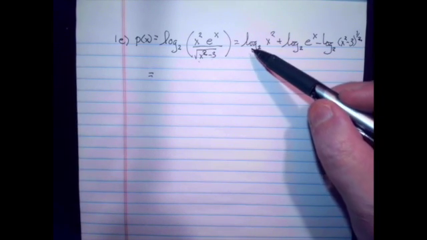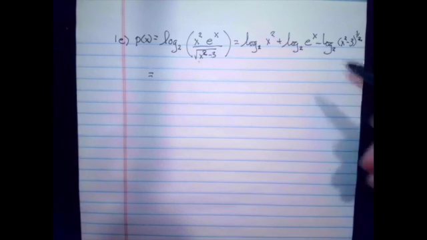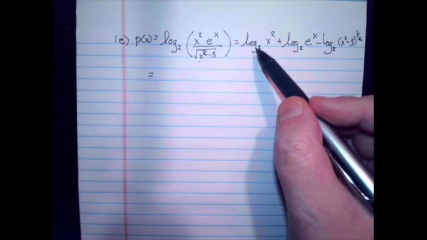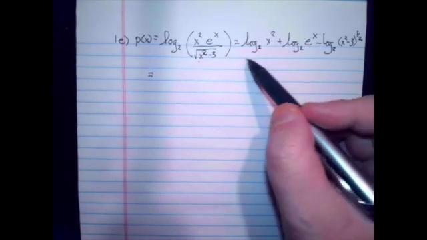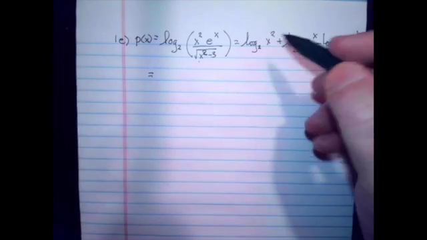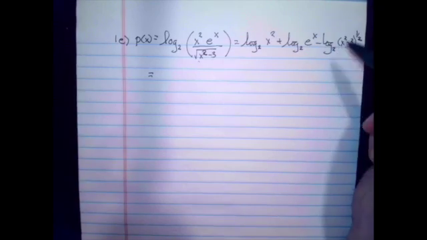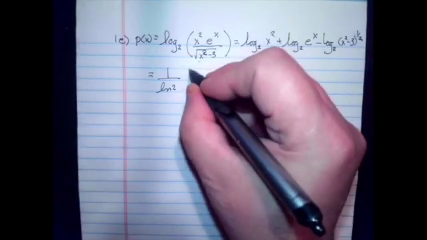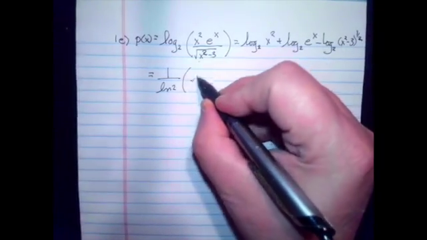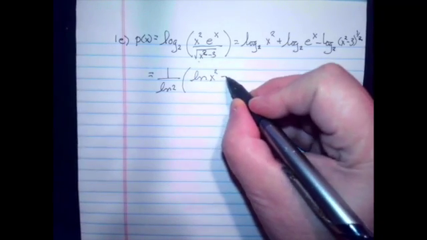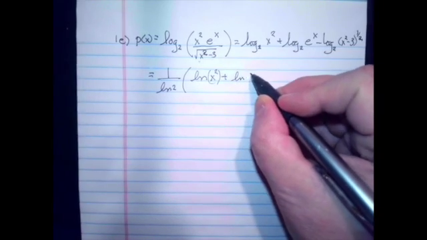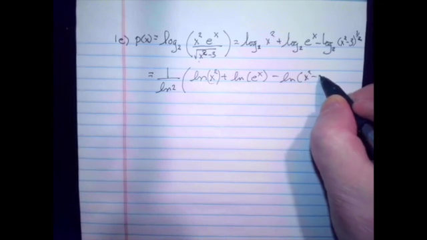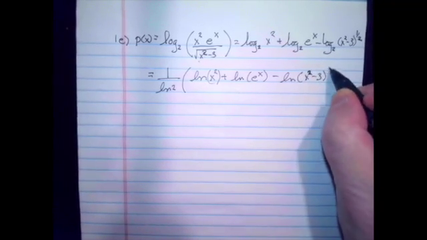Now the next thing I'm going to do is rewrite these base 2 logarithms in terms of natural logarithms. They're all base 2 logarithms, so I'm going to write them as the natural log of whatever function we're taking the log of divided by the natural log of 2. In fact, there's going to be a 1 over natural log of 2 in each one of these terms, so I'm just going to write that out here at the beginning. And then we'll have the natural log of x squared plus the natural log of e to the x minus the natural log of x squared minus 3 to the 1/2.